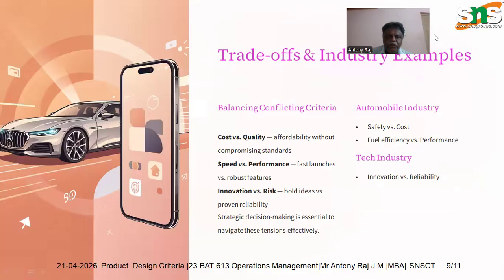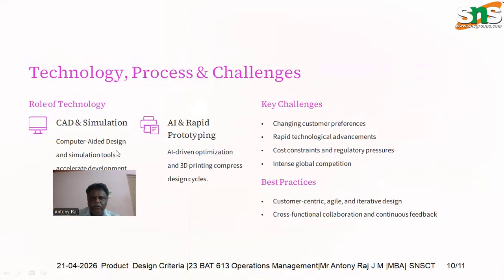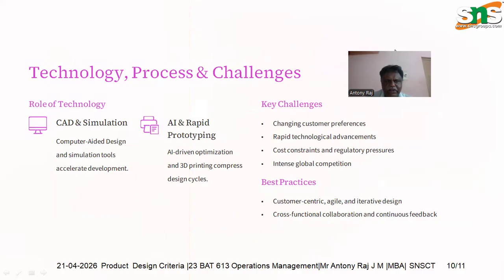And what are the trade-offs and industry examples? These are some of the balancing conflicting criteria that we want to see. And then what are the technology processes, where the technology is coming in? Today, you have artificial intelligence and rapid prototyping, where, for example, 3D prototyping is reducing the design cycles in a very huge way. So today, technology is playing a very key role in all this.